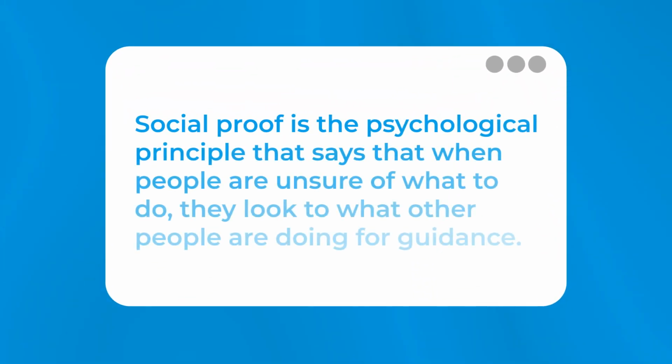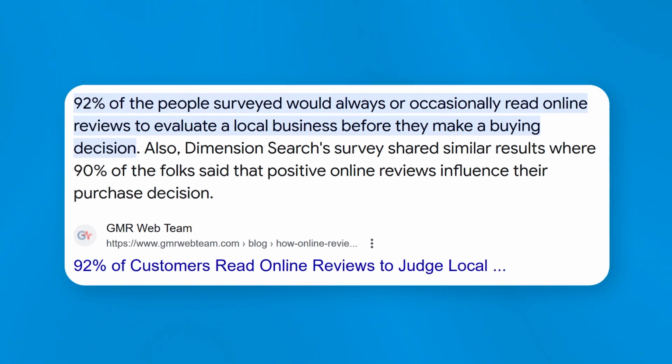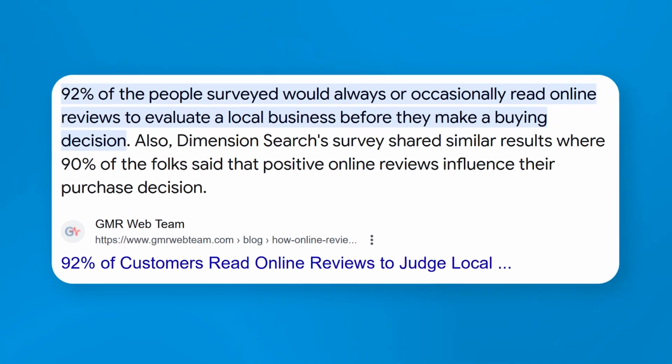The next essential section to include on your homepage is the social proof section. Social proof is the psychological principle that says when people are unsure of what to do, they look to what other people are doing for guidance. Customer testimonials are a type of social proof, and we know that 92% of customers read online reviews before buying, and that using testimonials can generate approximately 62% more revenue for a business.